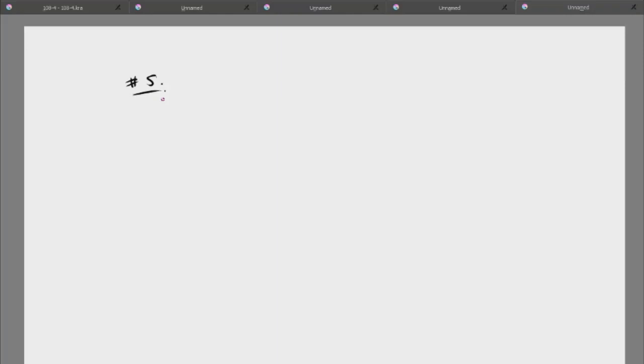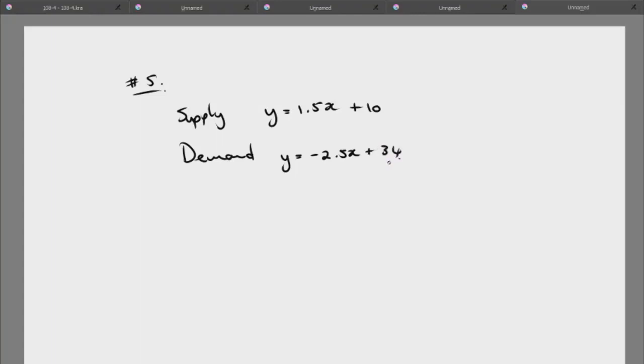We'll write it down in a second. And the demand curve for the same product is something else. x is the price and y the number of items produced. Find the equilibrium price and number of items. Let's just write these down. So I have supply, y equals 1.5x plus 10. Demand, negative 2.5x plus 34.